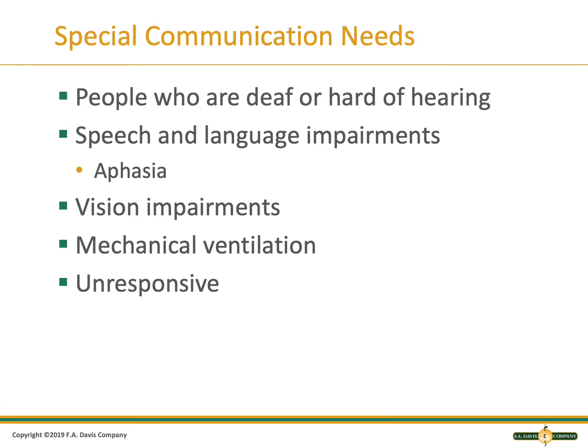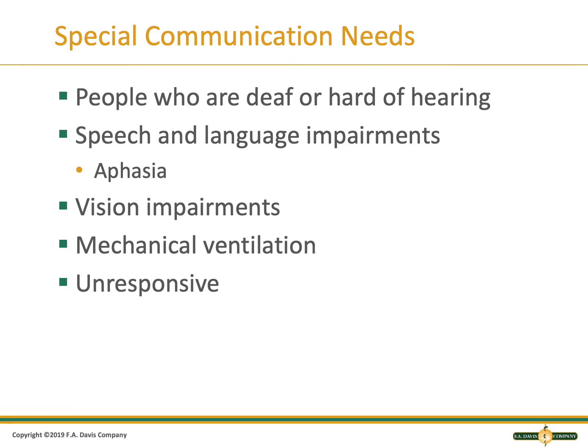And then lastly, there are some people who have special communication needs, and that will need to alter our communication when we're dealing with people who have special communication needs. Some examples are people who are deaf or hard of hearing. We would want to position ourselves in front of them so that they can read our lips. People who have speech and language impairments. Aphasia is the inability to speak or understand language. Vision impairments. We would have to make sure we identify ourselves.